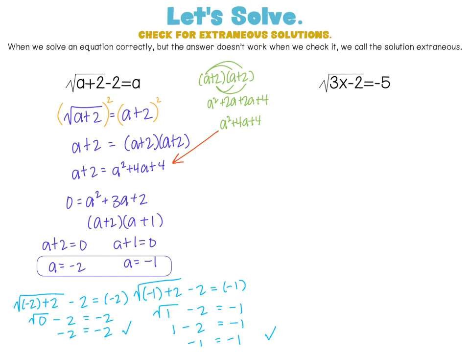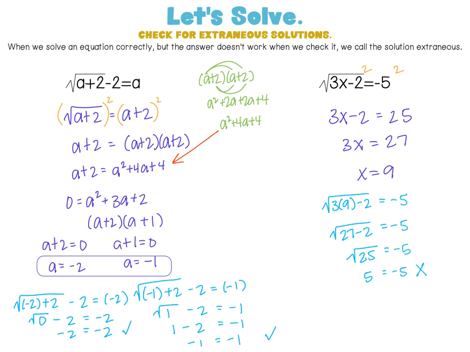Let's look at another example. I want to get x alone, so I'm going to solve. I'll square to get rid of that square root. Next, I will add 2, and then I will divide by 3. I need to check to see if 9 will actually work. So I'm going to plug 9 into that original equation. I get 5 equals -5. That is not correct. That means 9 does not work. There's actually no solution to this equation.